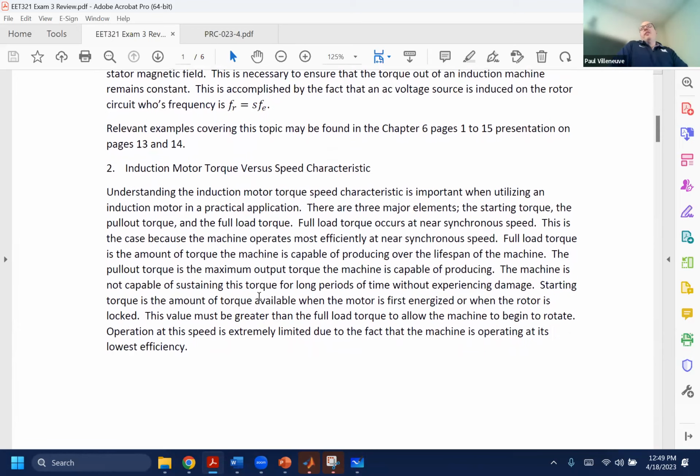Speed versus torque characteristics. We did this in lab and it's very useful because it validates a couple of things. It validates our equivalent circuit model, but it also tells us, if you're a mechanical engineer and you're trying to use a motor in a particular application, is my motor going to be sufficient for the application that I'm trying to do?